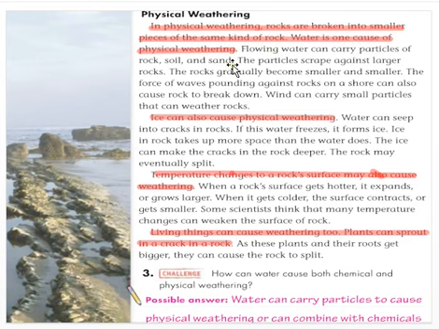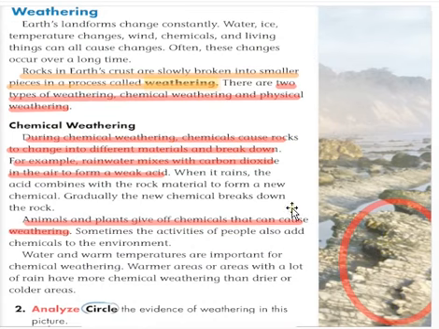So, when it's raining without the mixing of carbon dioxide in the atmosphere, that is just physical weathering. Okay, so rain could break the rocks. Water from the waterfalls could also break the formation of the rocks. If you observe here, it says in number 2, analyze. Circle the evidence of weathering in the picture. So this circled part, you can circle it, girls. That is one of the proofs or evidence that rock is breaking because of the water.